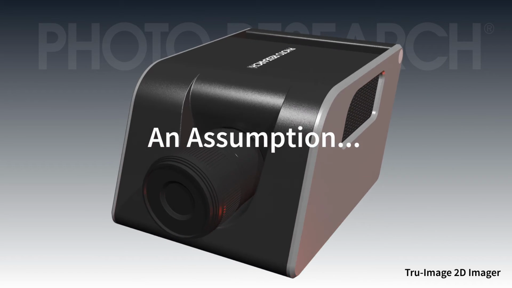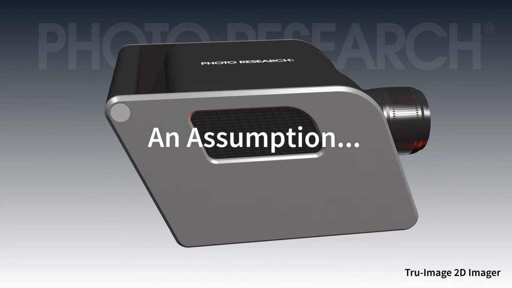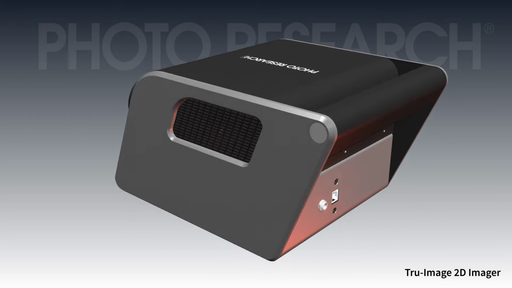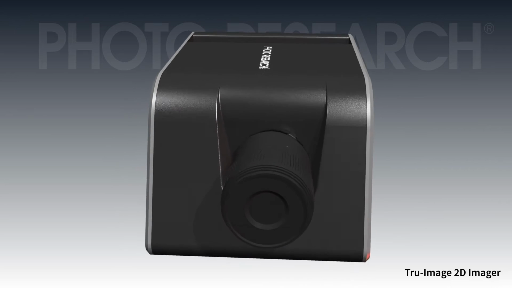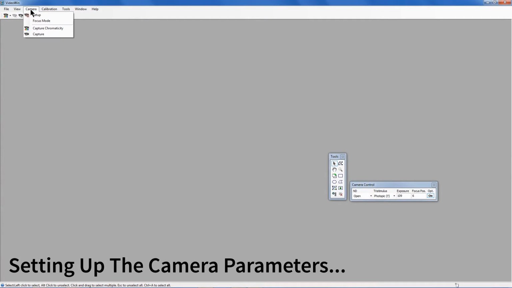For the purposes of this video, we are assuming that you have installed VideoWin software and have the camera and software running. To make sure that the measurements we make give us the best results, it's important to check and, if necessary, modify parameters that affect the way these measurements are made. Click on Camera and then Setup.